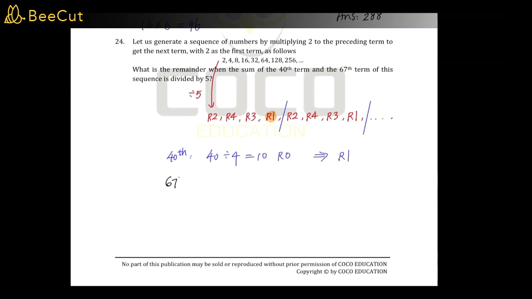Then the 67th term, 67 divided by a pattern of 4 numbers. This is 16, remainder 3. Remainder 3 is the third number of the pattern. This is R3. So let's add them together. The sum of their remainders is R4. So the answer is 4.